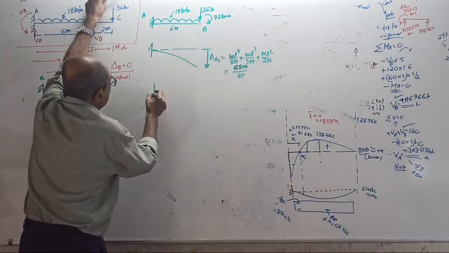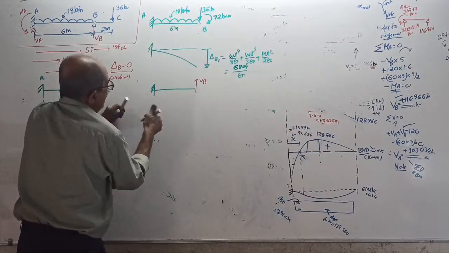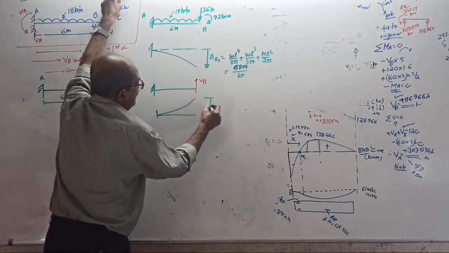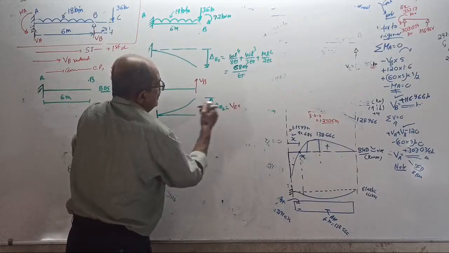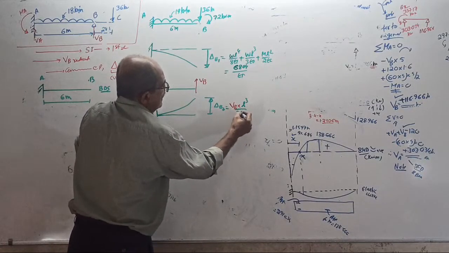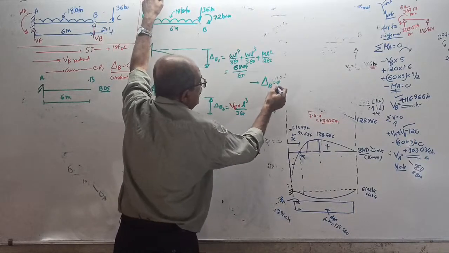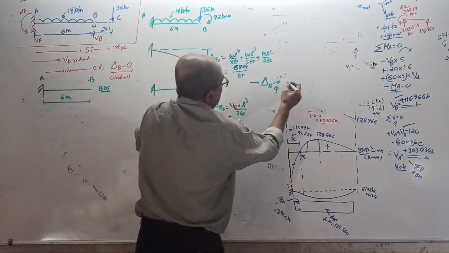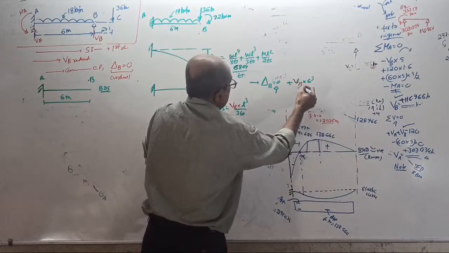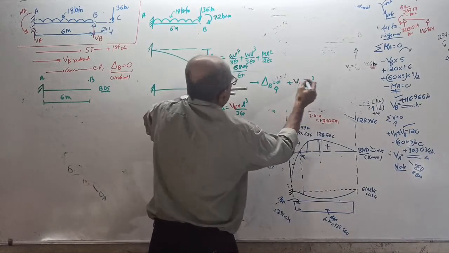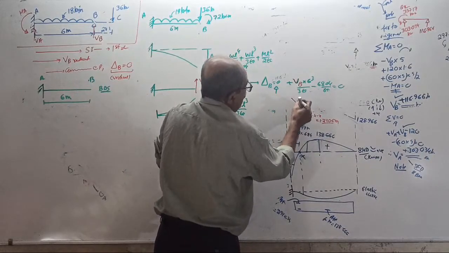6804. Okay. Now consider the basic structure with redundant VB. The beam will surely go up. This upward displacement, delta B2, equals VB into L cube by 3 EI. Now, therefore, displacement at B equal to 0, taking upward positive: plus VB into 6 cube divided by 3 EI, minus 6804 by EI equal to 0. Tell me the VB value.